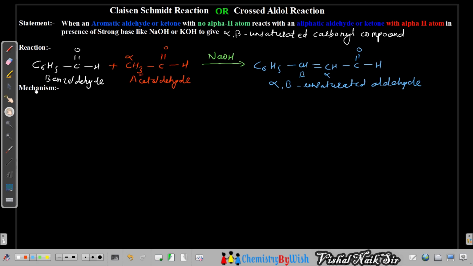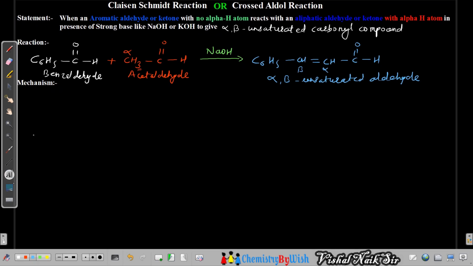So what is the mechanism of this reaction? Mechanism बहुत ही simple है. The mechanism of cross aldol condensation is the same as the aldol condensation reaction. In the first step, what happens? This acetaldehyde reacts with this NaOH. ये जो base रहता है वो alpha hydrogen atom abstract करता है. So we get a carbanion as a product, which is resonance stabilized as an enolate ion.